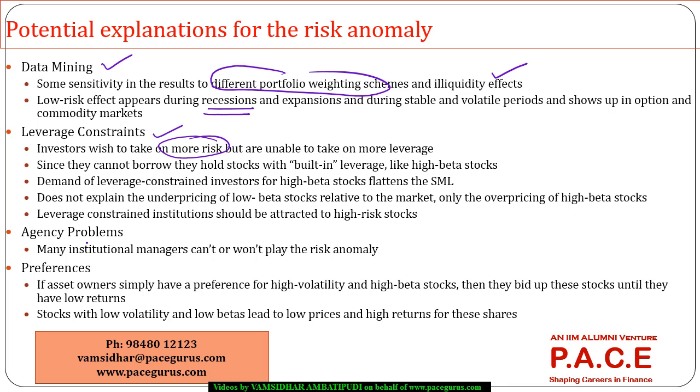Then agency problems also could come into the picture, because many of the institutional investment managers that we are talking about cannot play the risk anomaly at all. They cannot invest only in the low risk stocks to get higher returns and vice versa. And if the asset owners simply have a preference for high volatility and high beta stocks, they keep bidding up, they keep buying these stocks until they have low returns. As simple as that. So the stocks with low volatility and low beta will always have low prices and higher returns compared to the ones with high volatility and high beta.